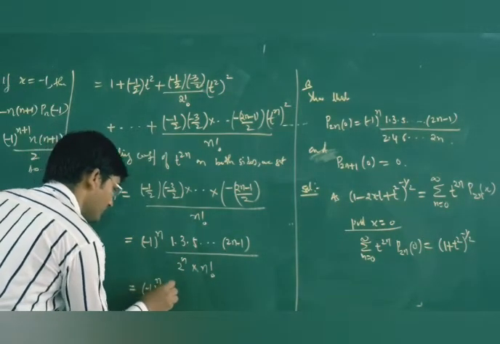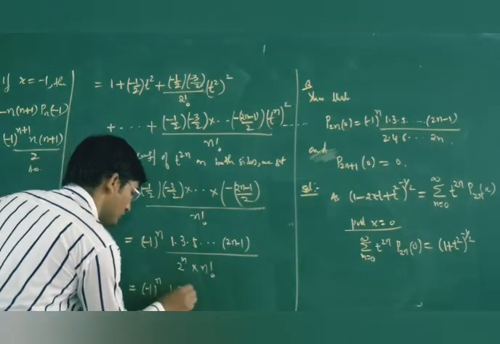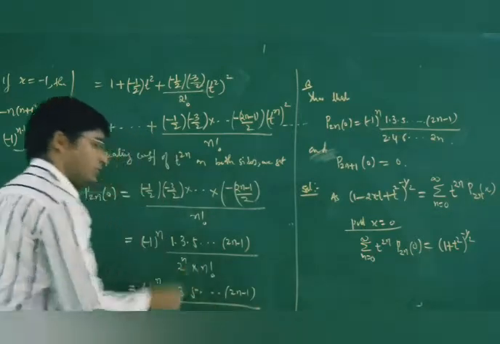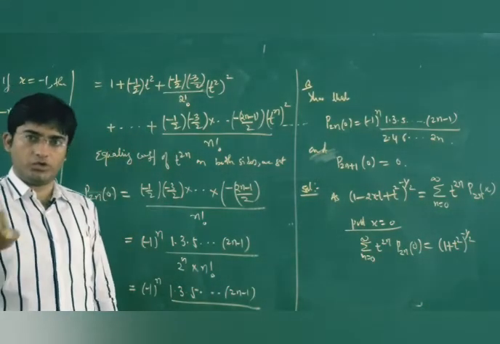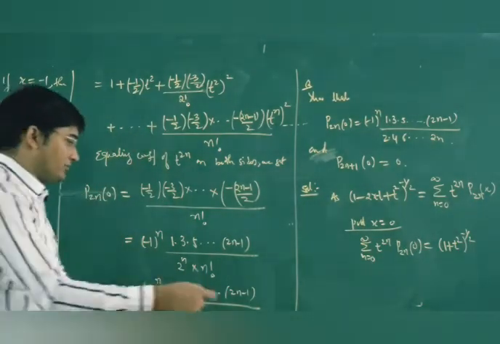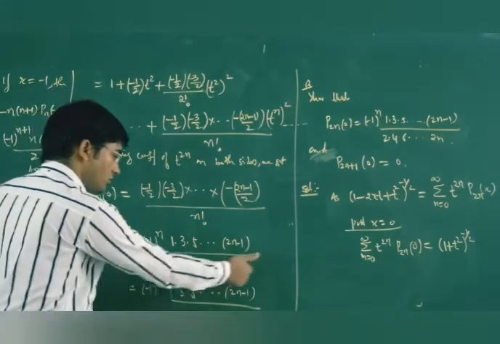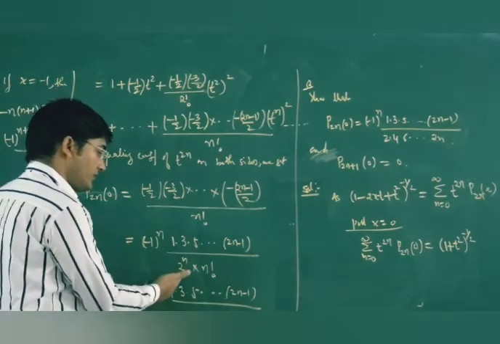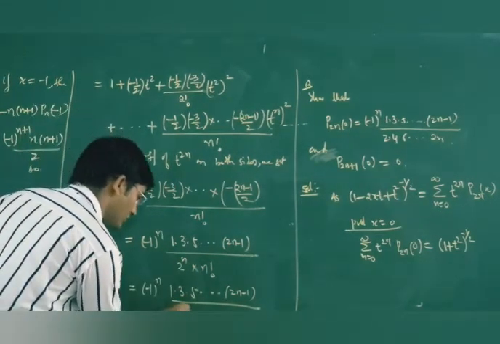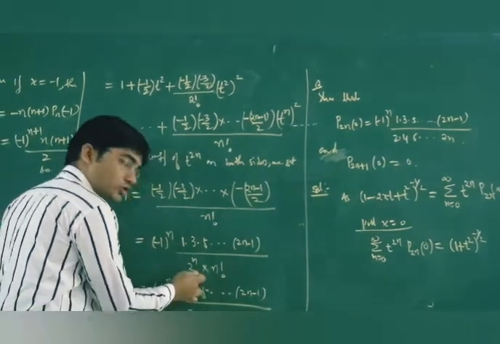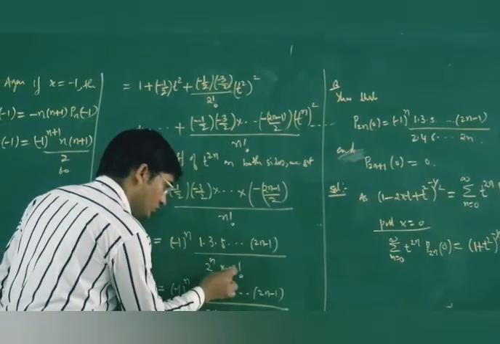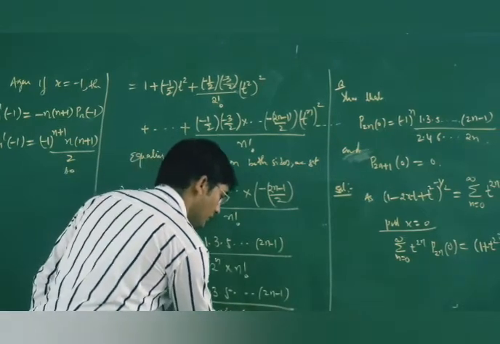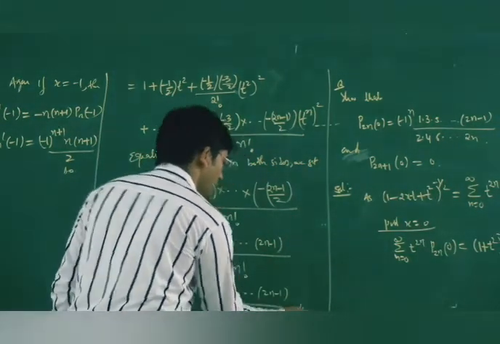this will be your minus 1 power n into 1 into 3 into 5 into 2n minus 1. Now factorial n can be written as 1 into 2 into 3 into 4 into 5 into 6 up to dot dot dot n, and we have n factors of 2. So this can be written as 2, 1 multiplied by 2 that is 2, then 2 into 2 will be 4, then we will have 6 and up to 2n. So this is what we have to prove.